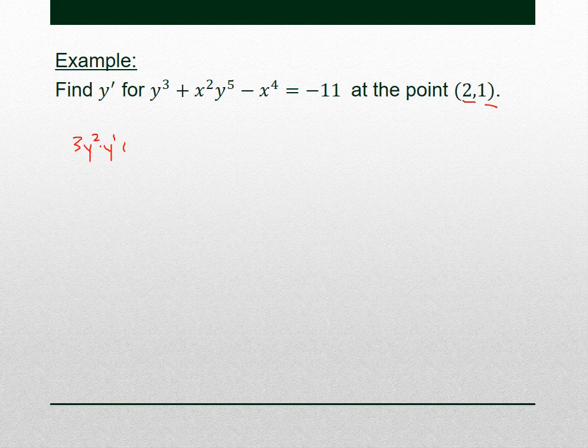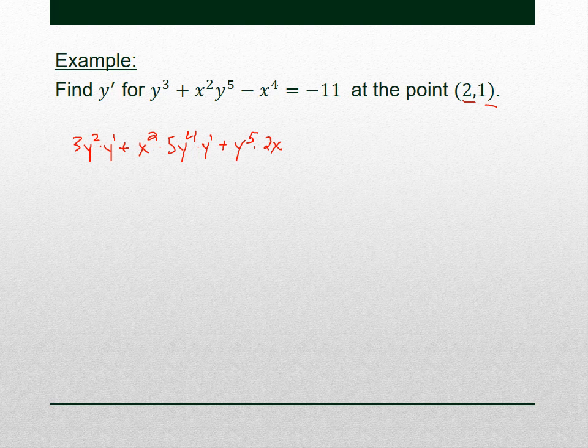For x squared times y to the fifth, we have to do the product rule. So the first will be x squared. The second is y to the fifth. So first times the derivative of the second is 5y to the 4 y prime. That's the derivative of the second. Plus the second times the derivative of the first. It's y to the fifth times 2x.